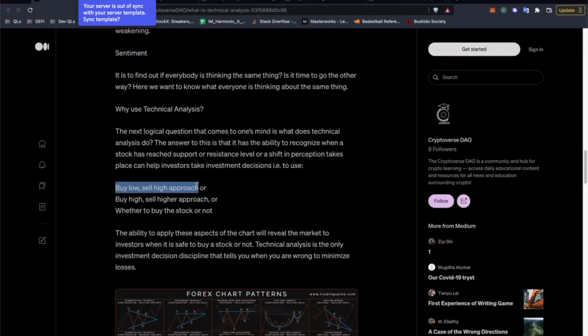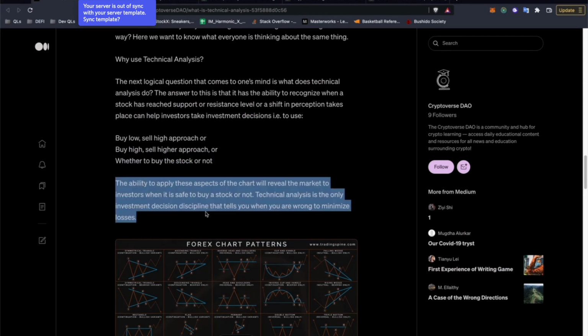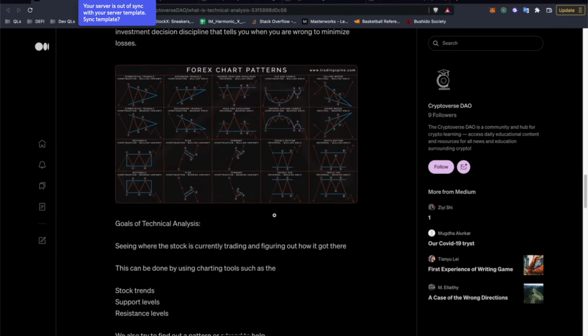Buy low, sell high, that's an approach. Buy high, sell higher, that's not a good approach. Or whether to even buy the stock at all. The ability to apply these aspects of the chart will reveal to investors when it is safe to buy a stock or not. Technical analysis is the only investment decision discipline that tells you when you are wrong, to minimize losses.